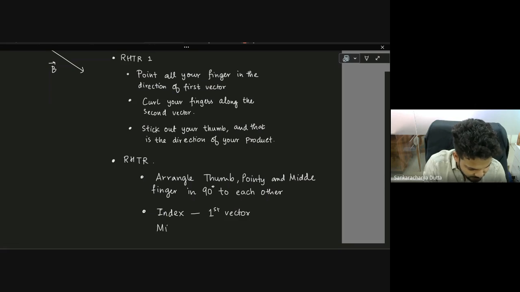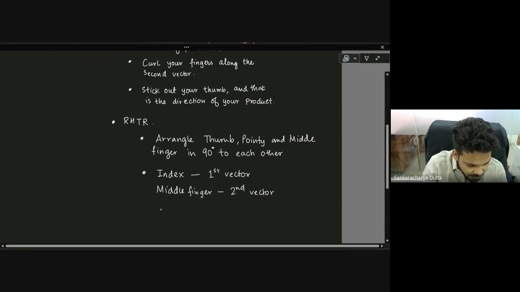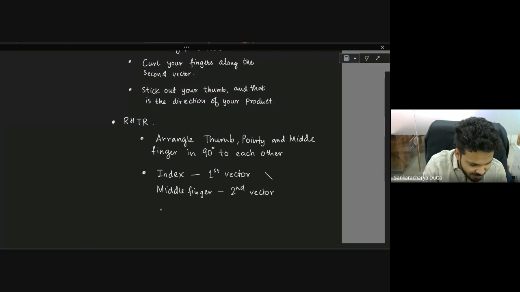Middle finger is second finger, second vector. Okay, so if you're confused, what is this? Then this is the, I don't know how to make a hand. Okay, so this is the pointy finger I'm talking about.